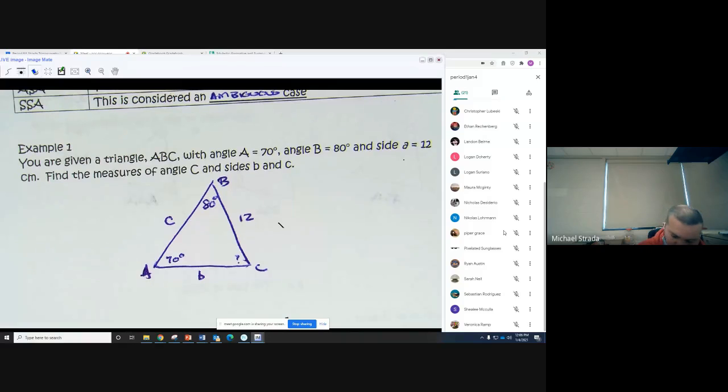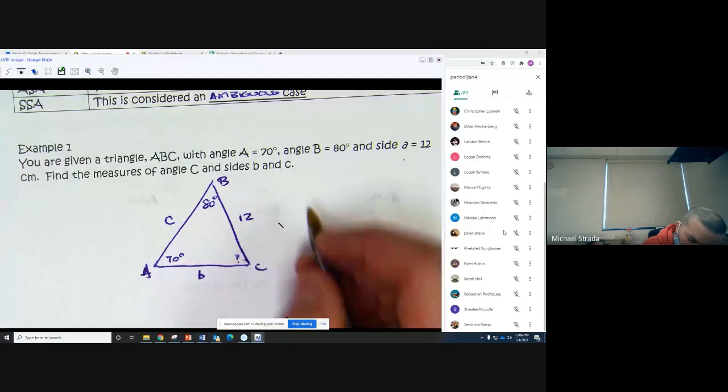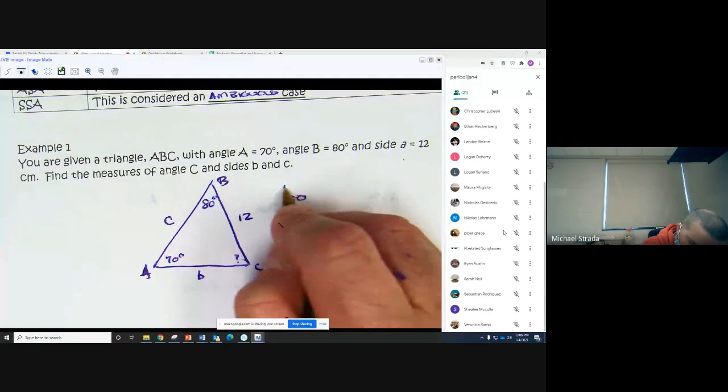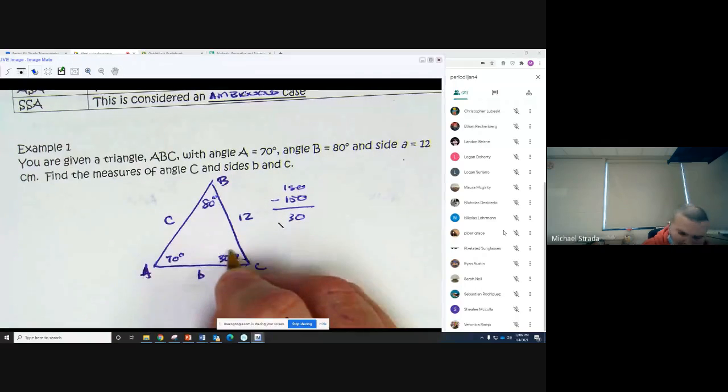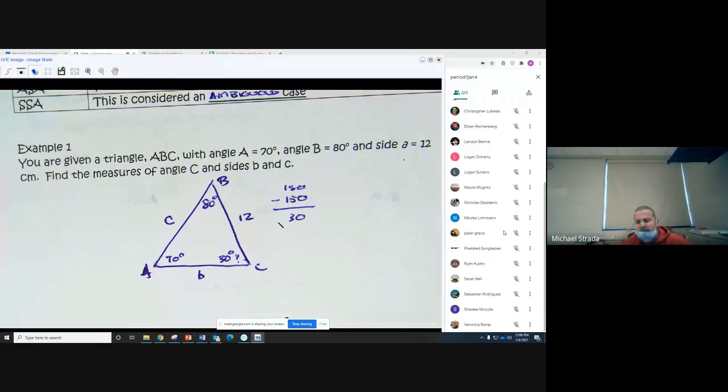Now, the angle is pretty straightforward because it just comes from the angles of a triangle adding up to 180. I'm going to add 70 and 80, which is 150. Subtract that from 180, I get 30 degrees. All right? If you don't include a diagram with your work, just make sure you include that with your answer. So C is 30 degrees.